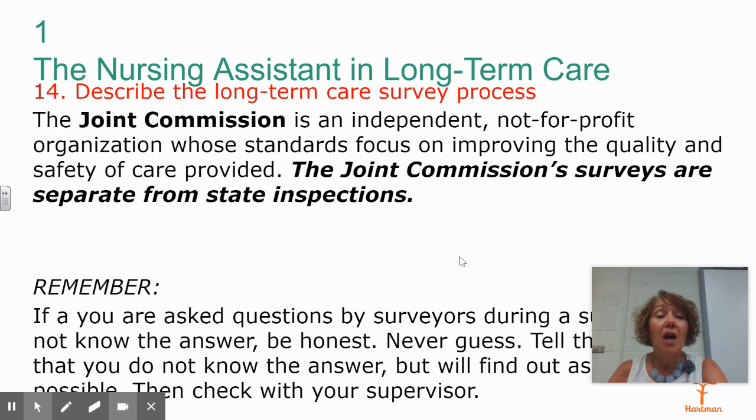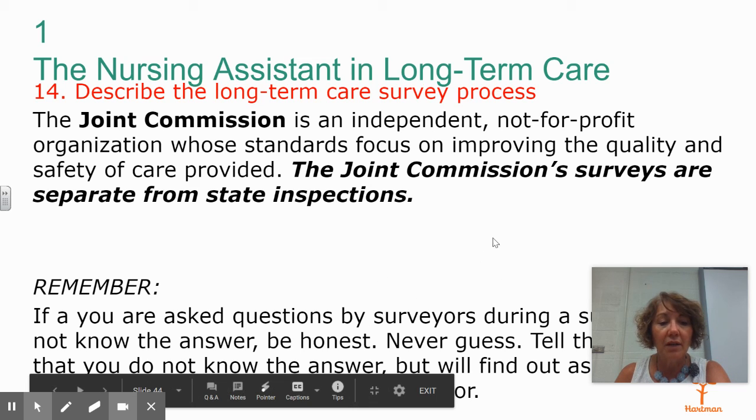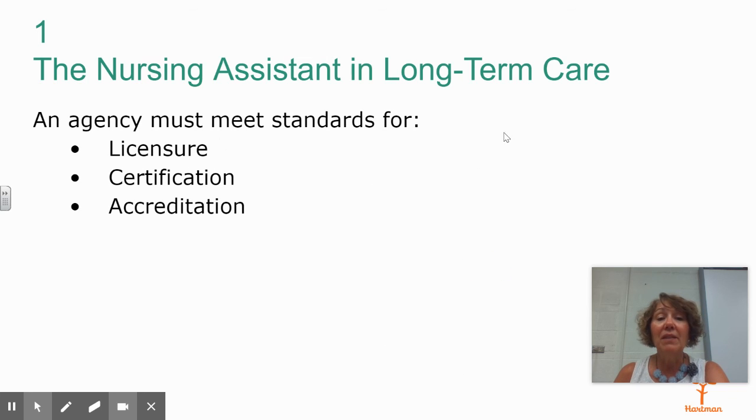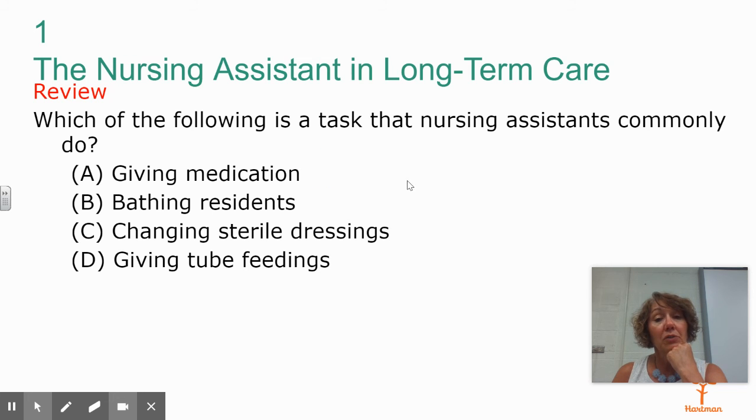Joint Commission is another not-for-profit organization that focuses on improving quality and safety for facilities, but this is pretty much for hospitals, and their surveys are separate from the state inspections. I don't know any skilled nursing facilities that worry about Joint Commission. That is done with hospitals. All agencies have to meet the standards so they can become licensed, certified, and accredited. Those three things need to happen in order for them to stay in business. So it's really important that they do that.